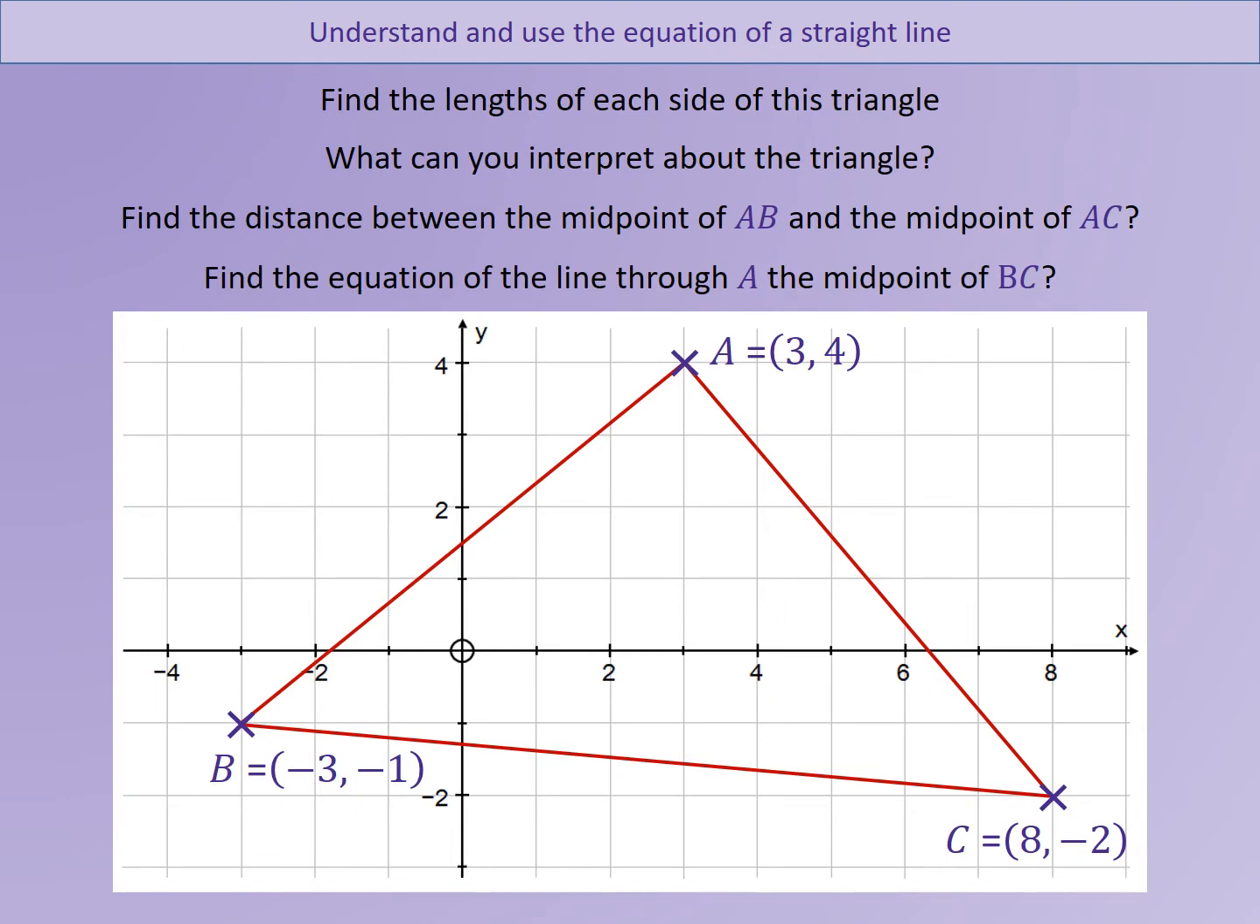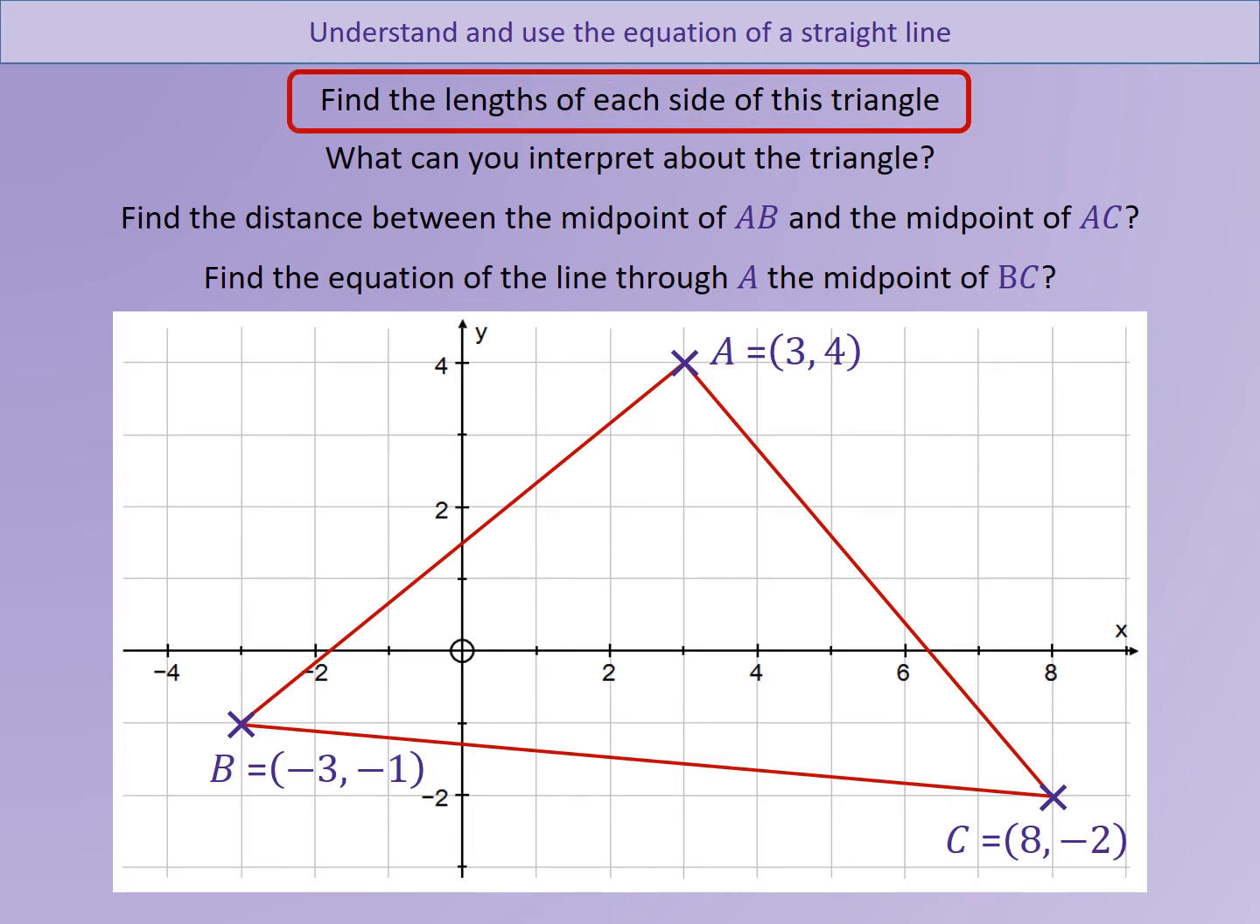Okay, good. So now it's time to practice those skills with this slide. It's a nice little task, this one. It practices finding lengths of each side of the triangle. From that, you can then determine what type of triangle it is. Then you're finding midpoints and finding the distance between 2 midpoints. And then finally, find the equation of the line through A and the midpoint of BC. So have a go at that question, and then when you're ready, you can start the PowerPoint again and I will give you some answers.